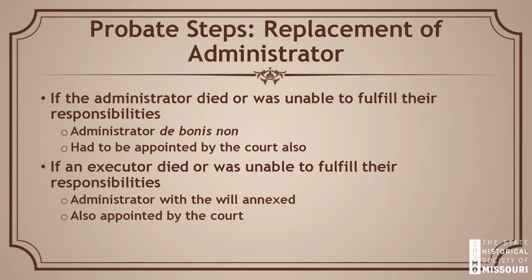If the executor died or was unable to fulfill their responsibilities, and again, this is with a will because it's executor, they would appoint an administrator with the will annexed, not an executor. So if you see that term, typically when estates took a long time to settle, the executor might have passed away, in which case they needed to appoint an administrator with the will annexed.